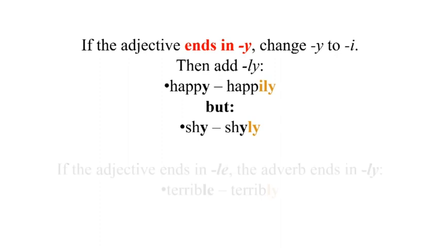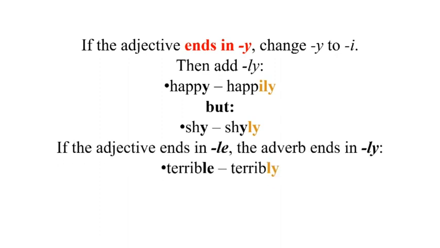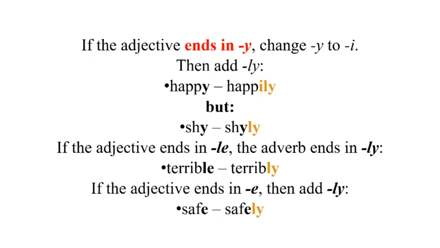But, shy, shyly. Ne menjamo ništa. If the adjective ends in le, the adverb ends in ly. Terrible, terribly. Dakle, samo se ovdje menja e u y, odnosno e goes into y. If the adjective ends in e, then add ly. Safe, safely. Samo se dodaje.